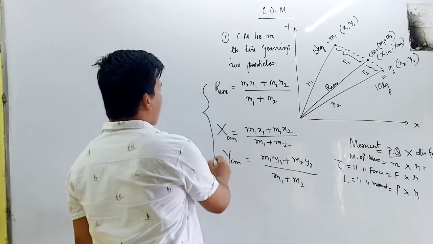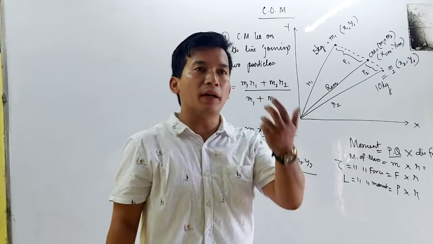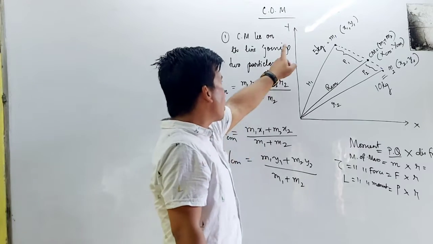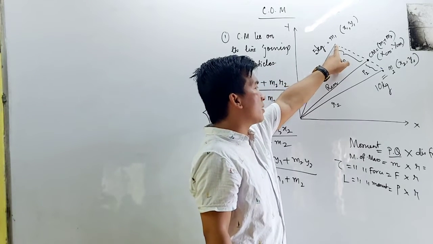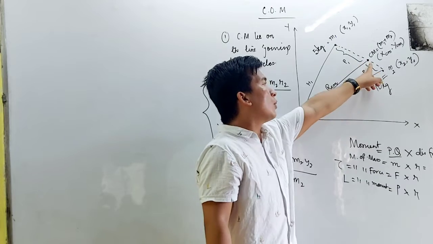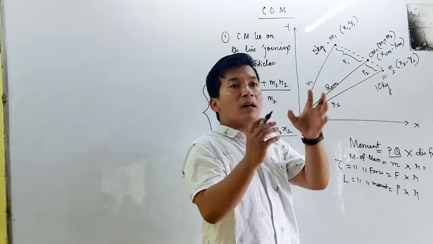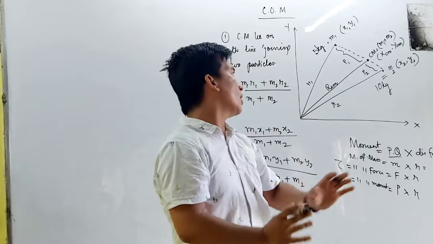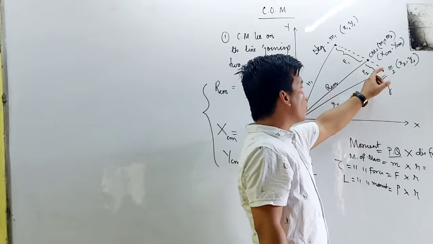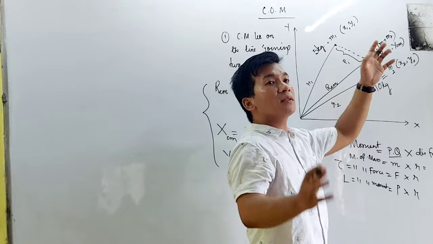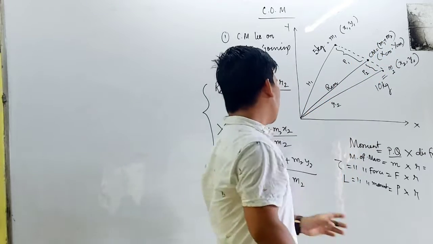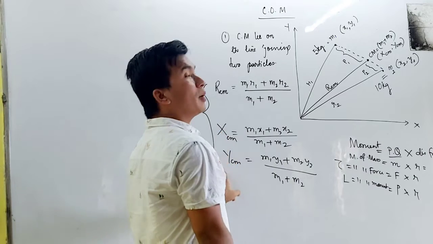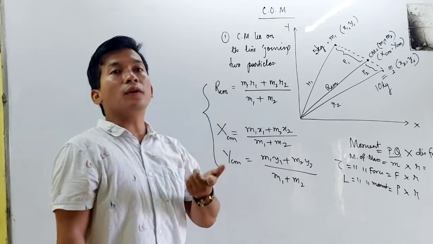These three formulas are basically the formulas that should be applied for point masses. M1 is one point mass, M2 is one point mass, and what about the center of mass? Center of mass is also a point where the total mass is assumed to be concentrated. But basically this formula will be applicable only for point masses.